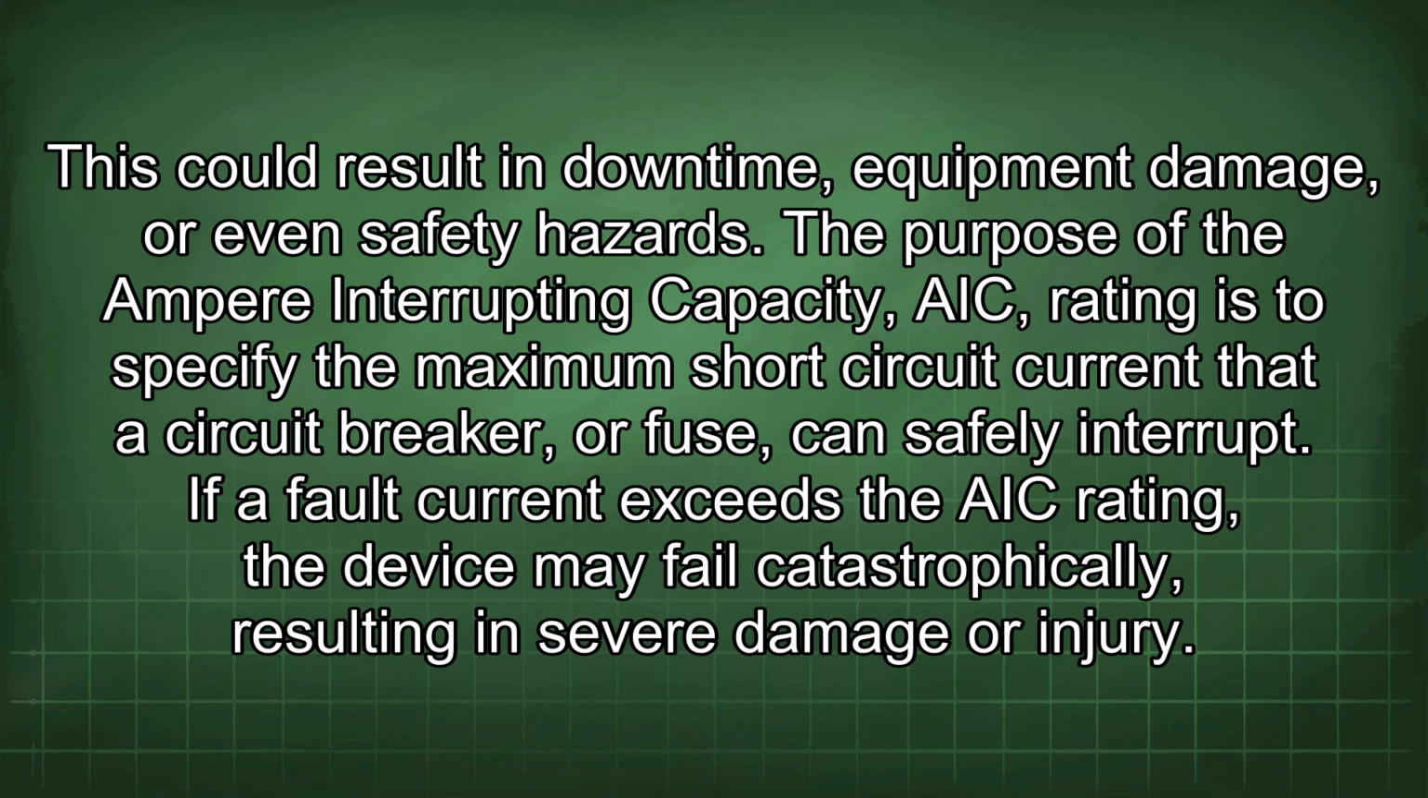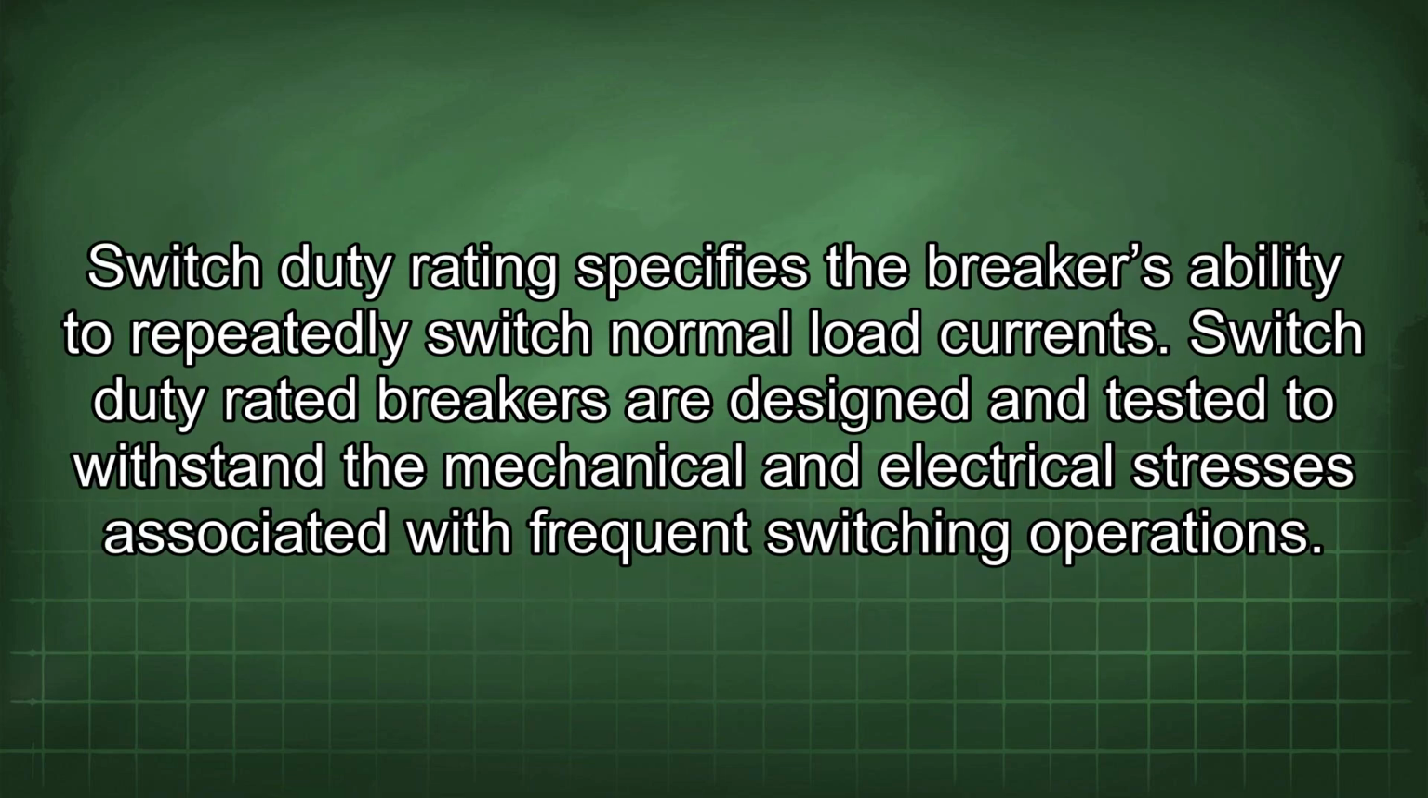The purpose of the ampere interrupting capacity (AIC) rating is to specify the maximum short circuit current that a circuit breaker or fuse can safely interrupt. If a fault current exceeds the AIC rating, the device may fail catastrophically, resulting in severe damage or injury. Switch duty rating specifies the breaker's ability to repeatedly switch normal load currents.